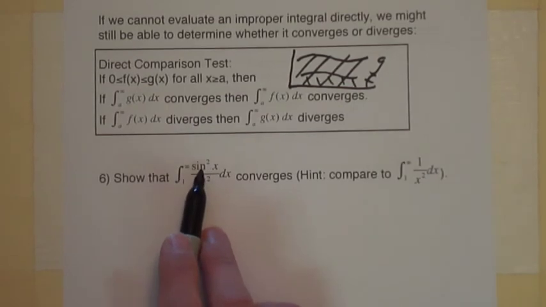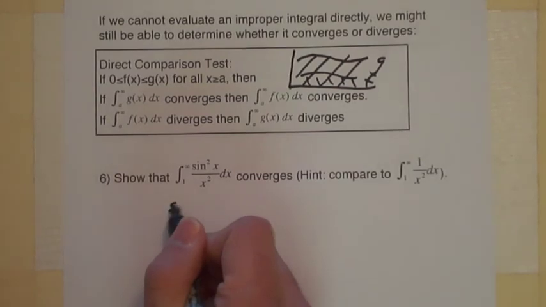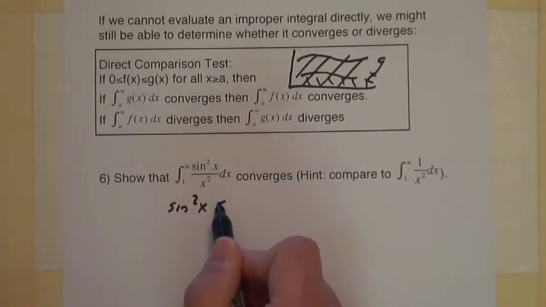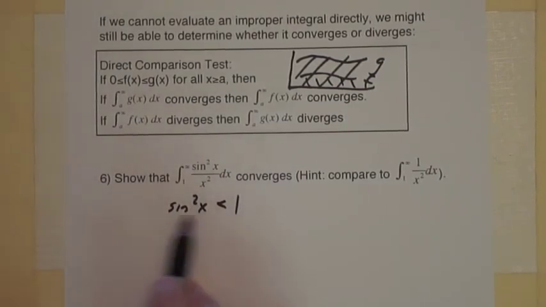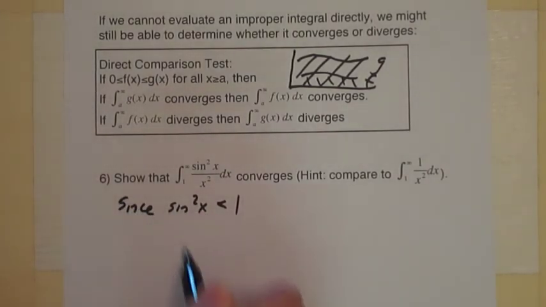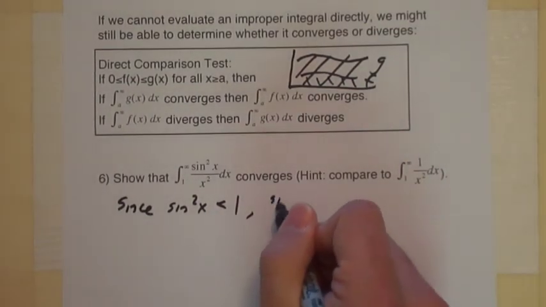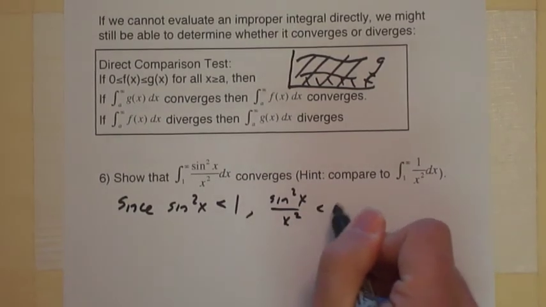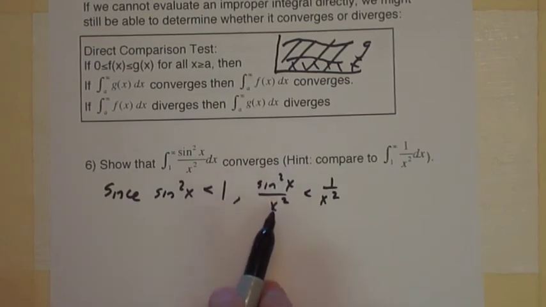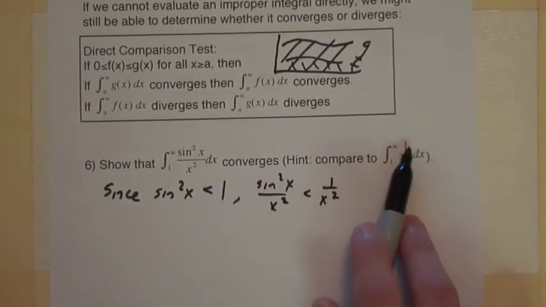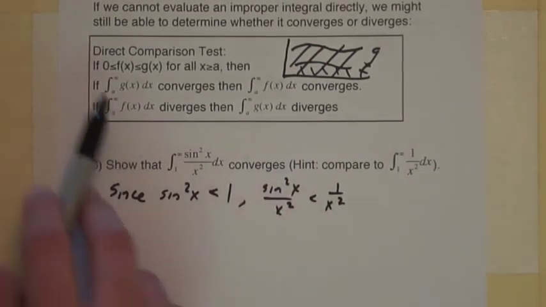So let's think about why we can replace sine squared x with just 1. Well, sine squared x is always less than 1, because sine is between -1 and 1. So let's write it up like this. Since sine squared x is less than 1, we can divide both sides by the positive number x squared to say that sine squared x over x squared, this function, is smaller than this function, 1 over x squared. And notice both are positive numbers.